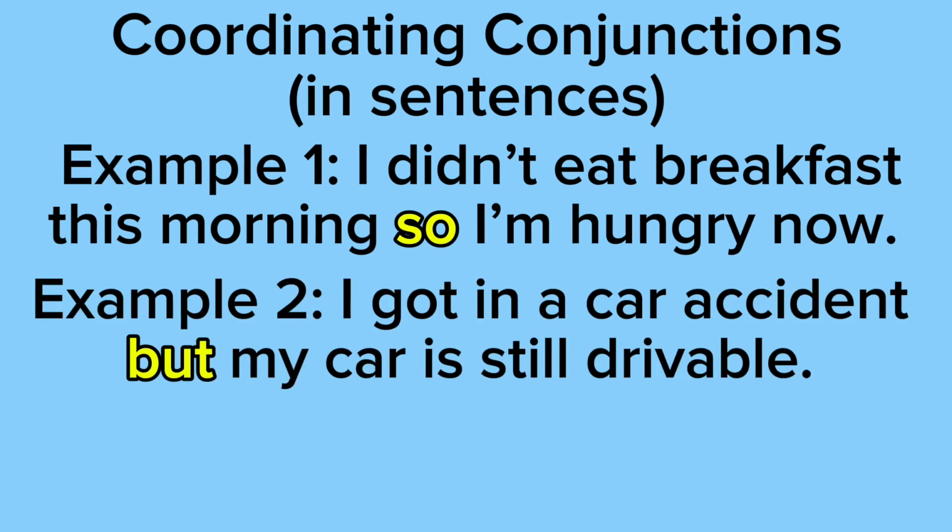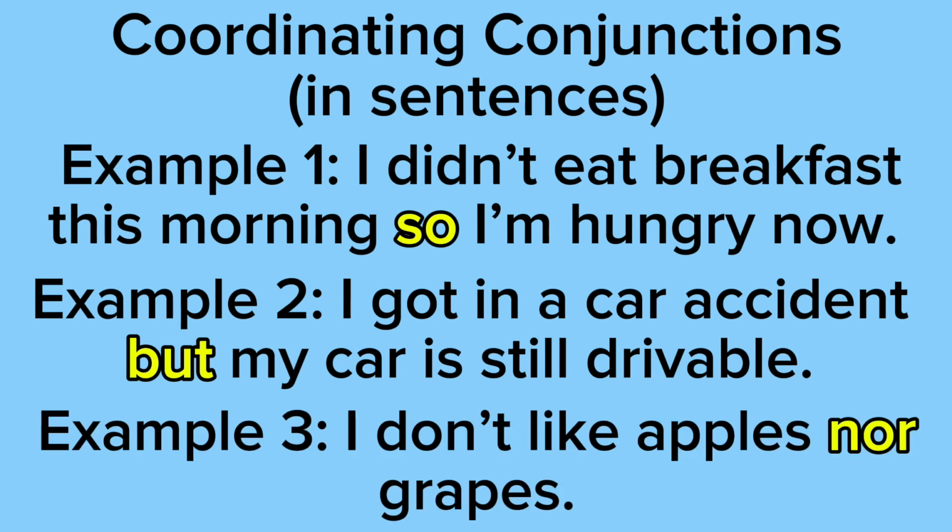Example 2 says, I got in a car accident, but my car is still drivable. As you can see, the clause, I got in a car accident, is of equal importance to my car is still drivable, and they also relate to each other. You can also see that but is the coordinating conjunction that joins the two clauses.